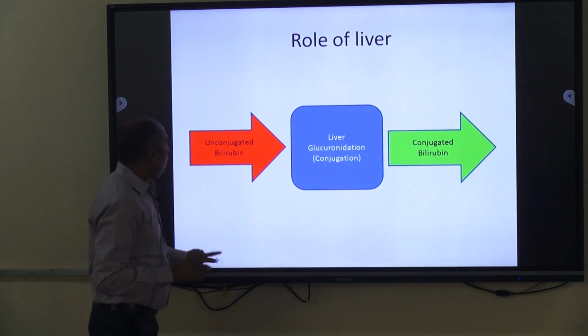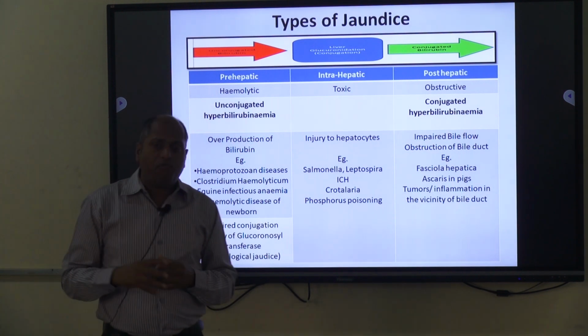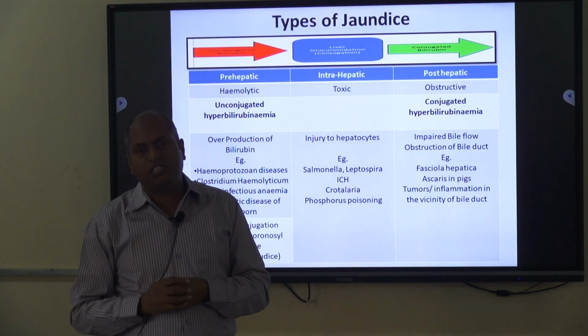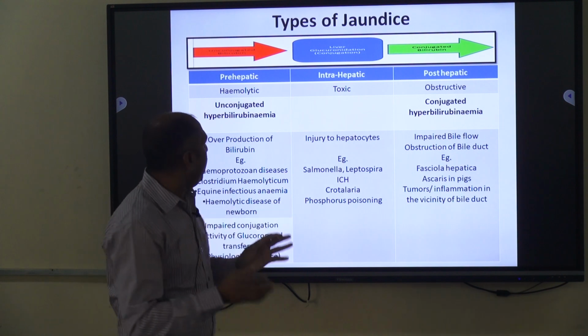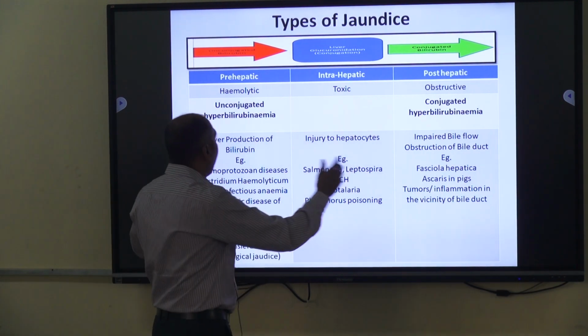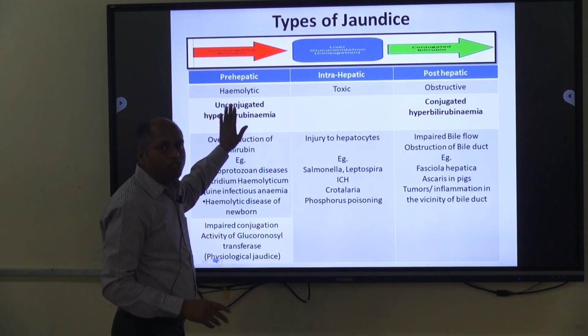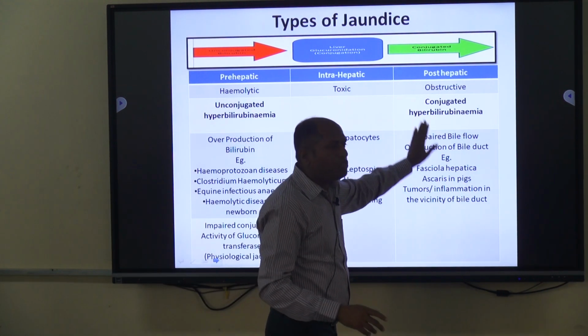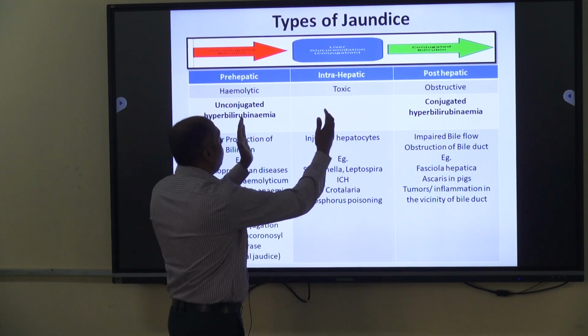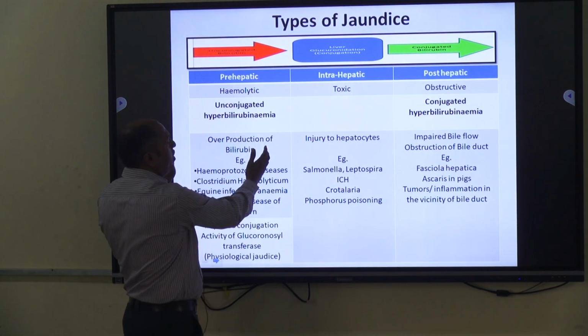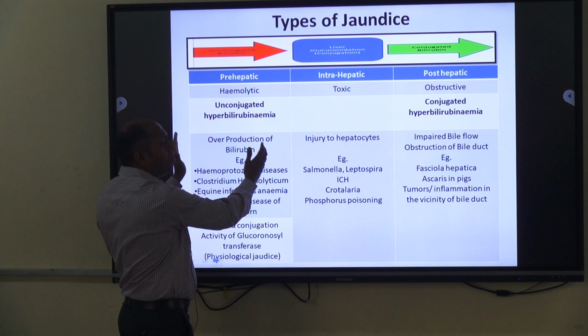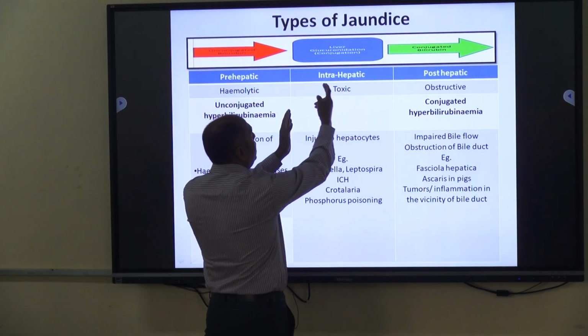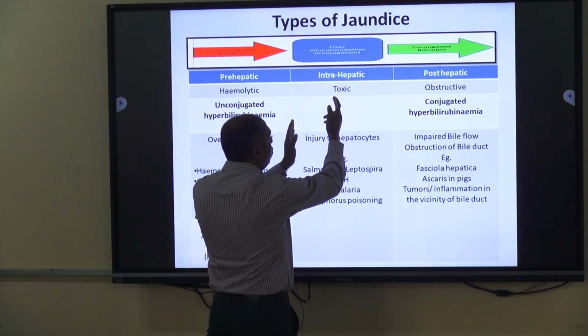Coming to types, depending on what type of bilirubin is increasing in the blood, we have categorized jaundice into three types. Number one is prehepatic jaundice, second is intrahepatic jaundice, third is posthepatic jaundice. When the problem is before entering the liver, it is known as prehepatic. When the problem is in the liver, it is known as intrahepatic, or hepatic, or toxic jaundice.